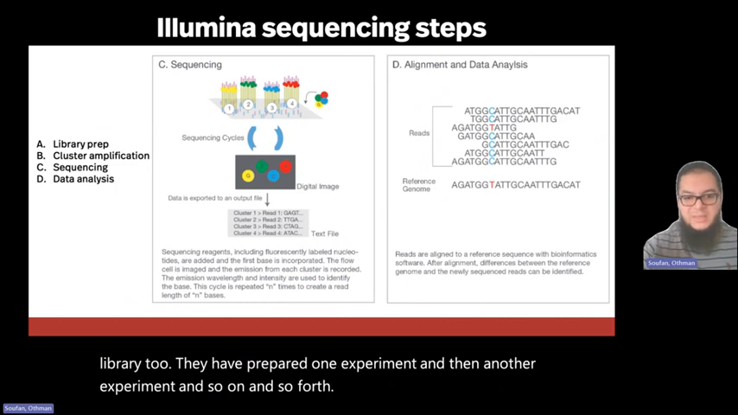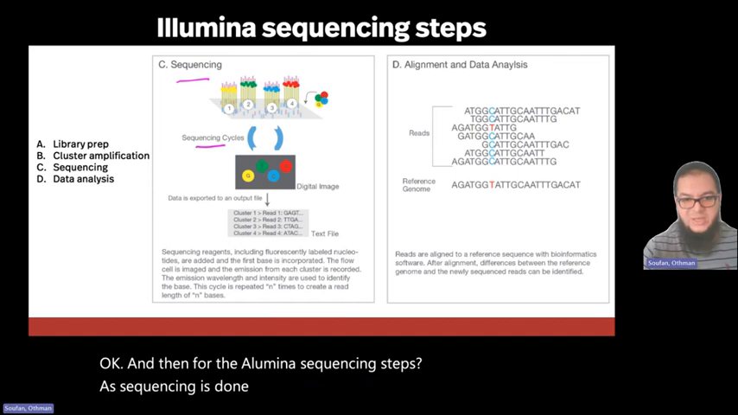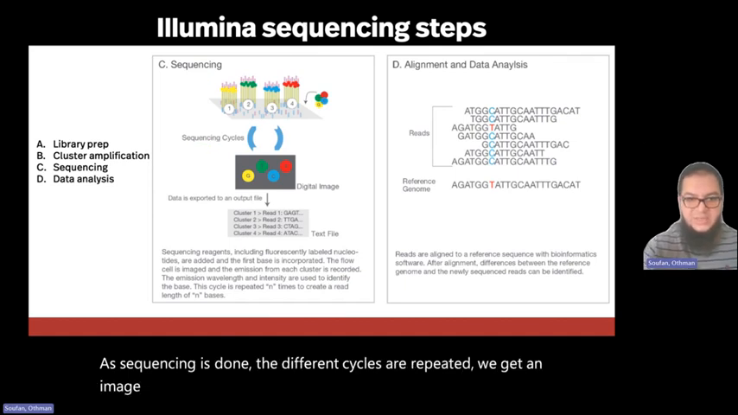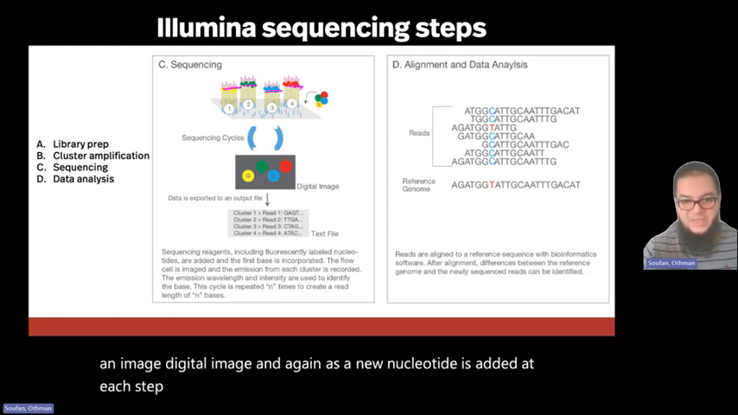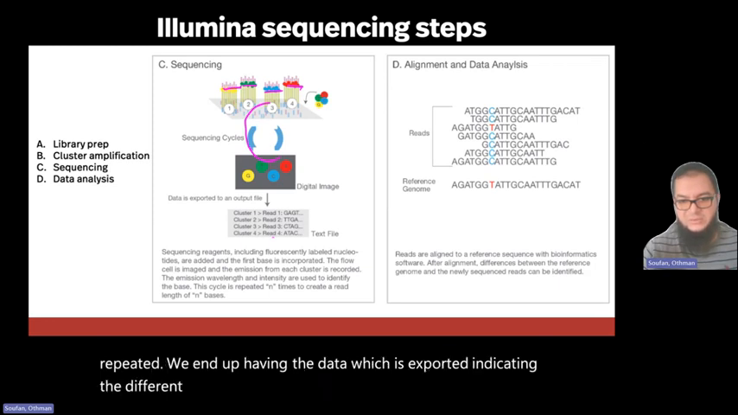And then for the Illumina sequencing steps, as sequencing is done, the different cycles are repeated. We get a digital image. And again, as a new nucleotide is added at each step, an image is taken. This is one cycle, and it is the process that is repeated. We end up having the data, which is exported, indicating the different clusters and the read outputs. And again, we'll have these reads.